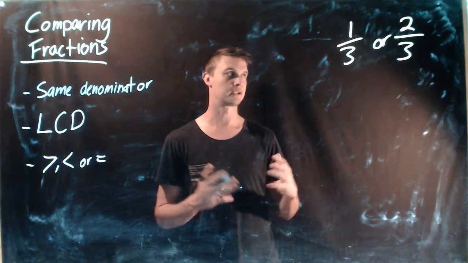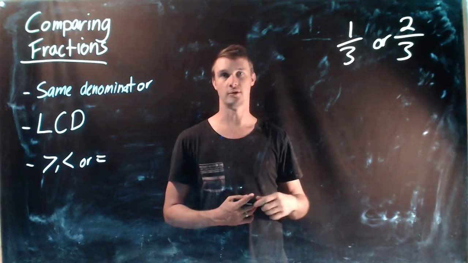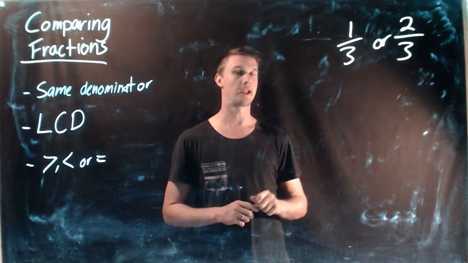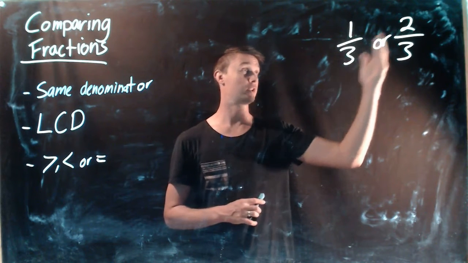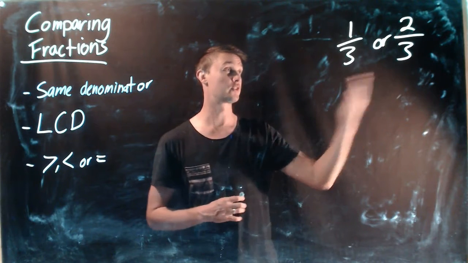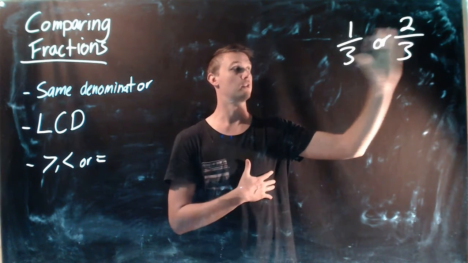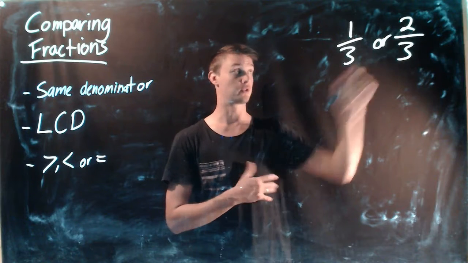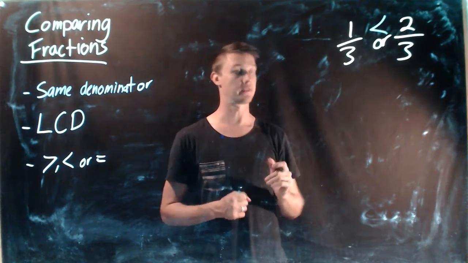So first, let's get a little understanding here. If I had these two fractions, it would be easy for me to compare and decide which one is greater, 1/3 or 2/3. I know that 2/3 is bigger than 1/3 because they both have the same denominator and the numerator is bigger with the 2/3. So in this instance, 2/3 would be bigger than 1/3.